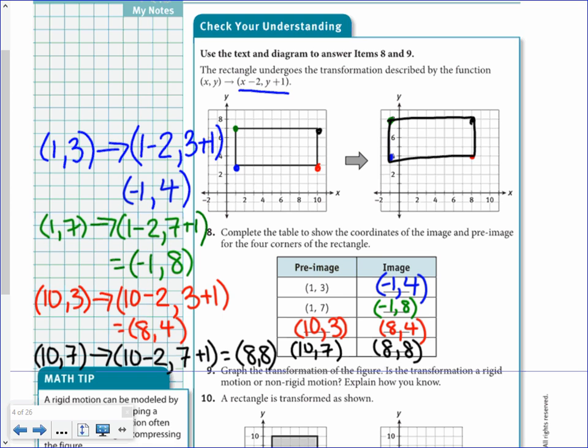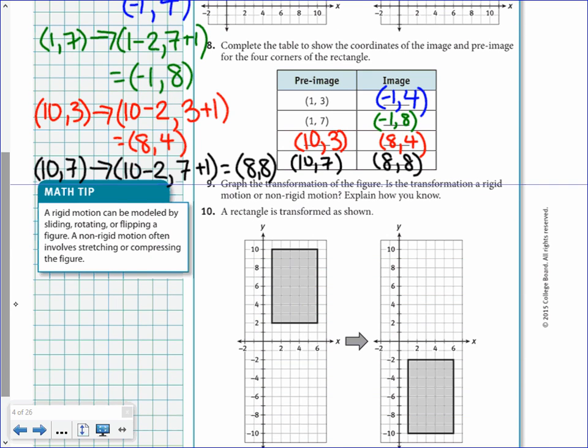So over here in your book, a rigid motion can be modeled by sliding, rotating, or flipping a figure. A non-rigid motion involves stretching or compressing it, typically. So that's kind of how you might know if it's rigid or non-rigid. Another way you may be able to tell, if you cut out one and you put it on top of the other one, they should overlap exactly.